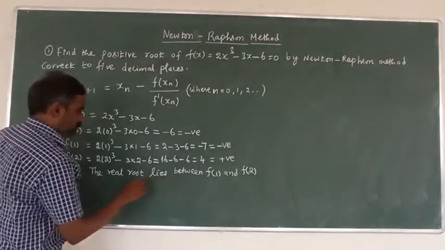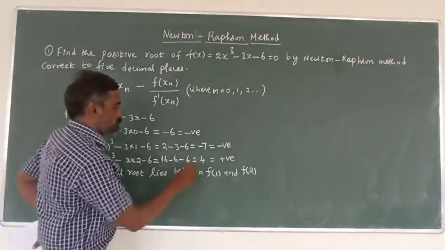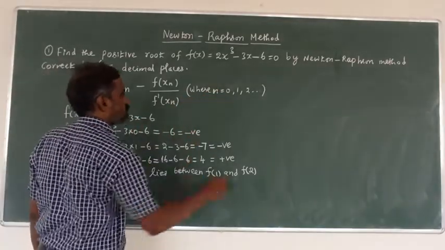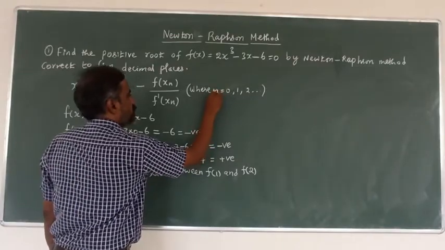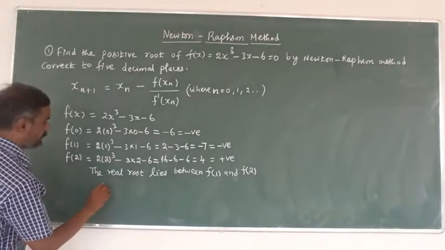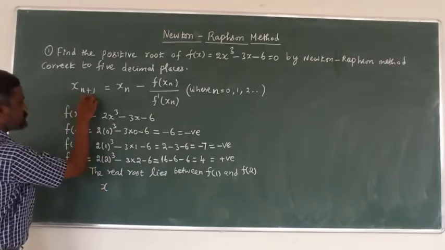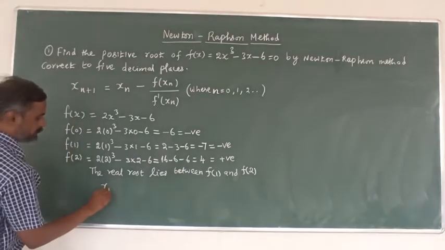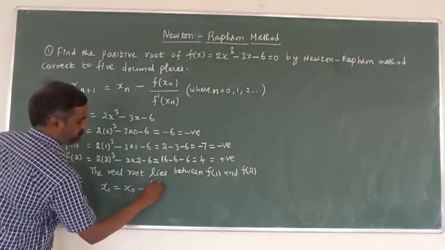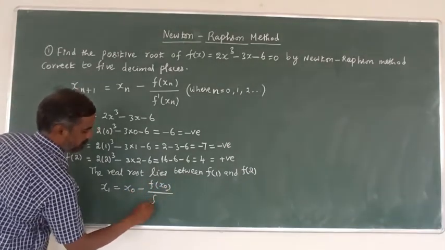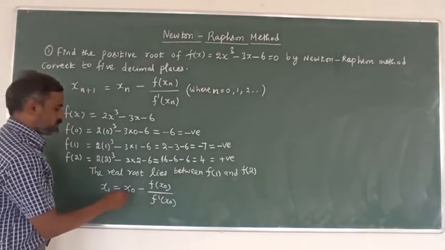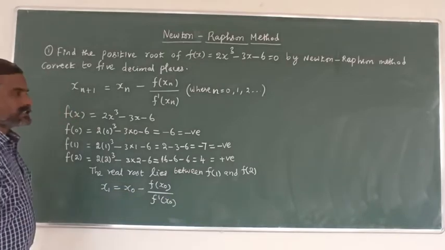Now we have to find the x naught. First we have to find the first iteration, n equal to 0. Now the formula x n plus 1, that is 0 plus 1, is 1. x1 equal to x naught minus f of x naught divided by f dash of x naught. Now we have to find the x naught value.